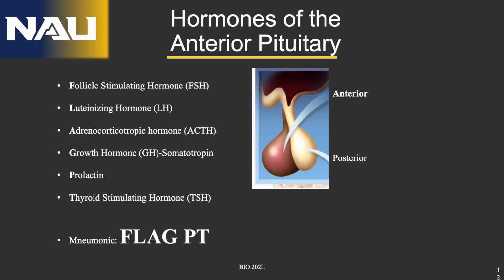So, here are the hormones for the anterior pituitary. So, the anterior pituitary secretes these 6 hormones. There are the follicle-stimulating hormone, the luteinizing hormone, the adrenocorticotropic hormone, the growth hormone, the somatotropin, the prolactin, and the thyroid-stimulating hormone. There's a mnemonic to help you remember this. It is FLAG-PT.